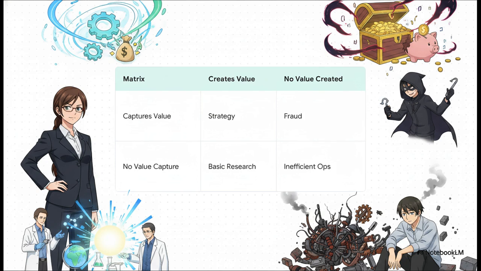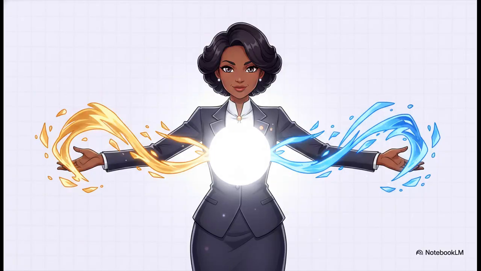Then in the top right, we have things that capture value but create none, like theft, fraud, or aggressive financial front-running. That stuff just transfers wealth without expanding the pie at all. And down in the bottom right, failing to create or capture value? Well, that just means you have highly inefficient operations. But the magic? The magic happens right there in the top left quadrant. True strategy is operating exactly at the intersection of value creation and value capture.